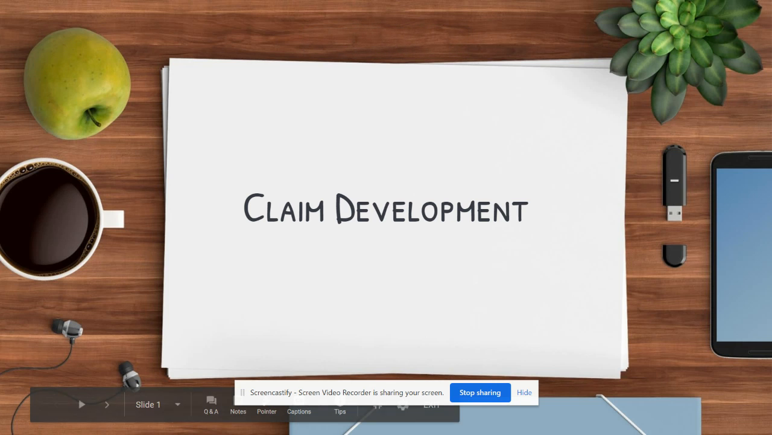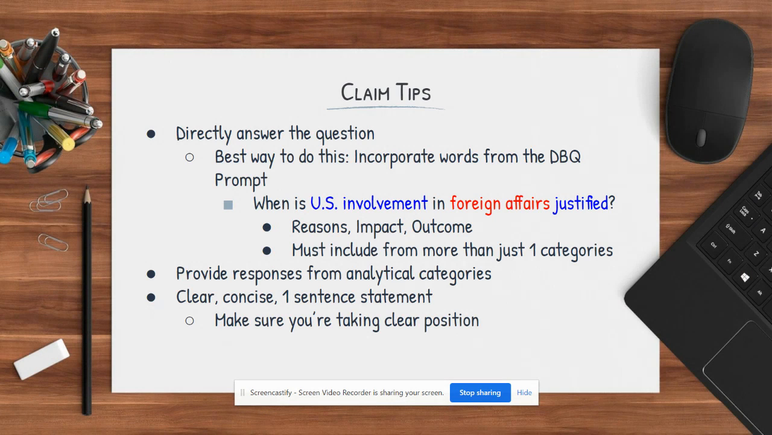This video will focus on claim development. So here are some tips of how to develop a good claim. First, it should directly answer the question. The best way to do this is to make sure that you incorporate the words from the DBQ prompt. This DBQ's prompt is, when is U.S. involvement in foreign affairs justified?